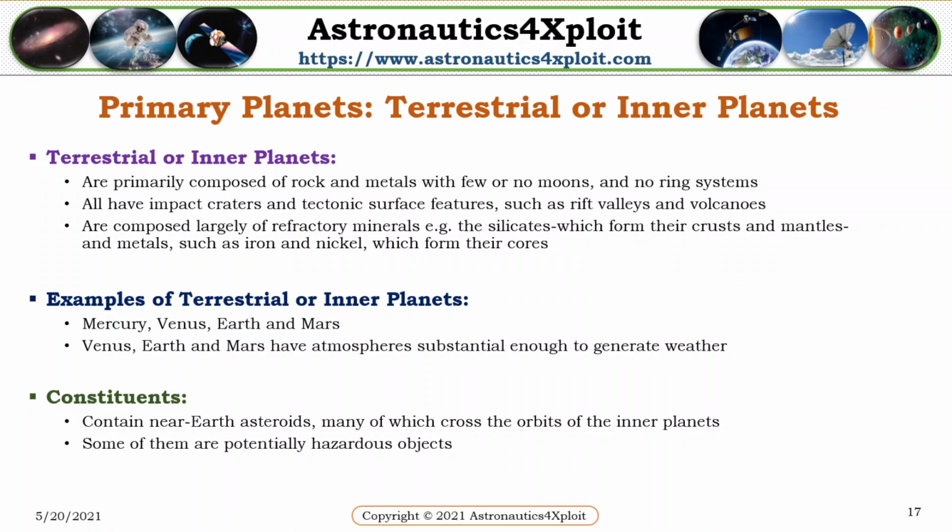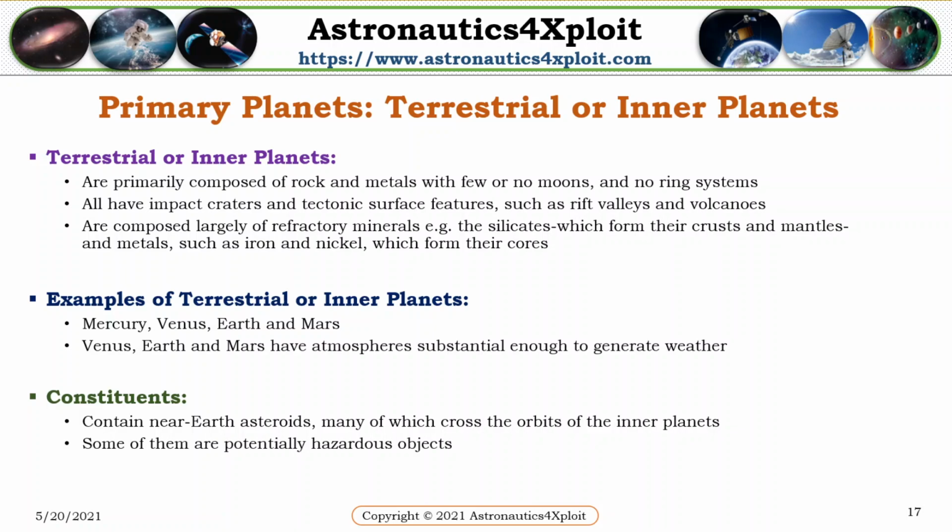Primary planets: the terrestrial or inner planets. Terrestrial or inner planets are primarily composed of rock and metals, with few known moons and no ring systems. All have impact craters and tectonic surface features such as rift valleys and volcanoes. They are composed largely of refractory materials, for example, the silicates, which form their crust and mantles, and metals such as iron and nickel, which form their cores. Examples of terrestrial or inner planets are Mercury, Venus, Earth, and Mars.